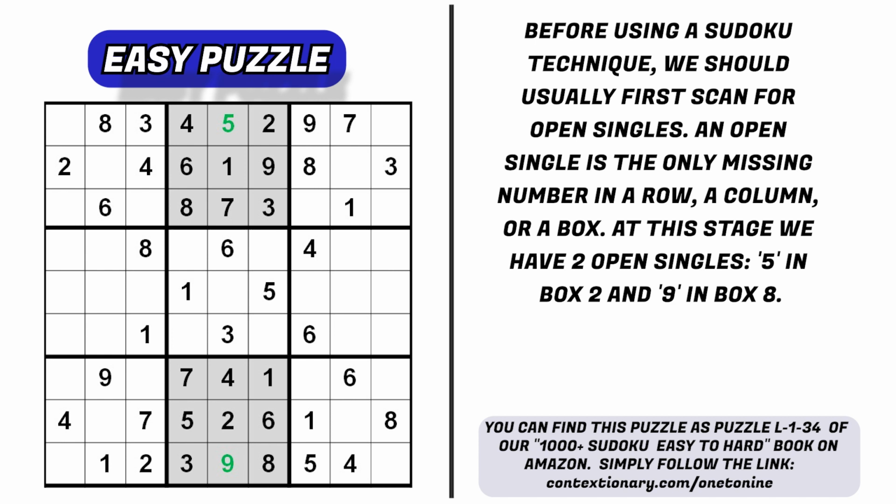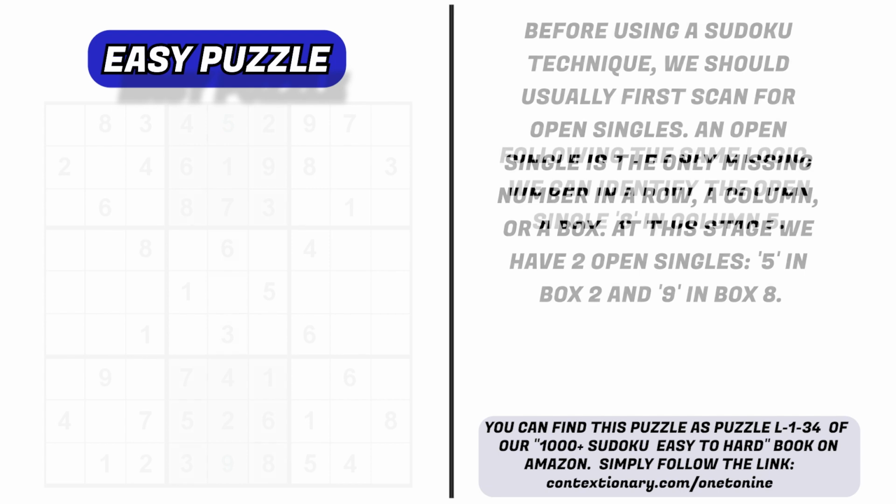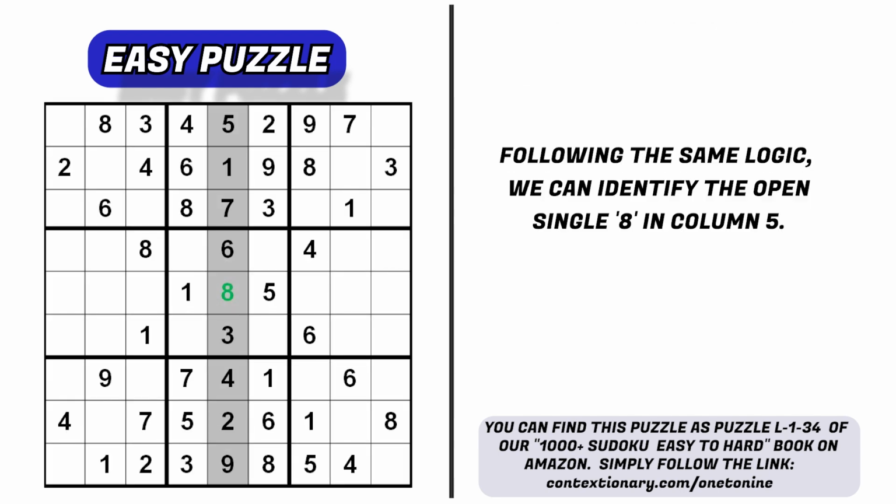Now that the open singles 5 and 9 are placed in the grid, are you able to spot another open single? We will give you a hint. One of the columns has an open single. Which column is it? That's column 5. Well done. The number 8 is an open single in column 5 and we can fit it in the center cell.